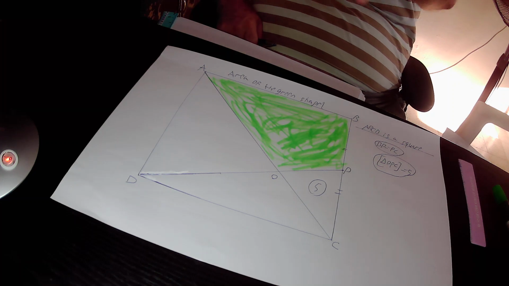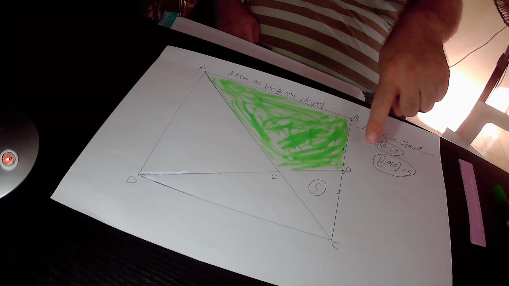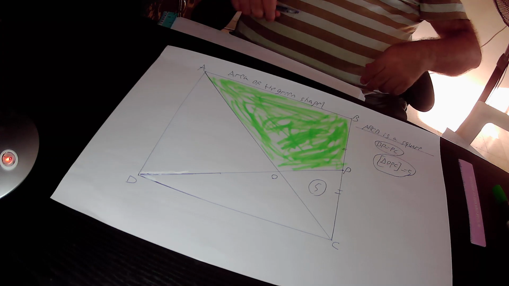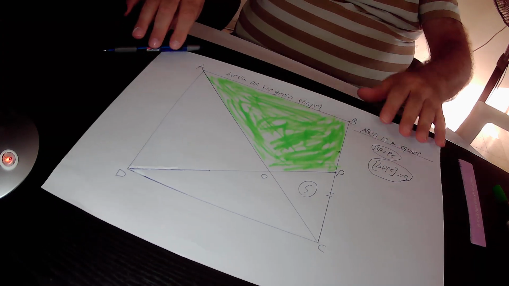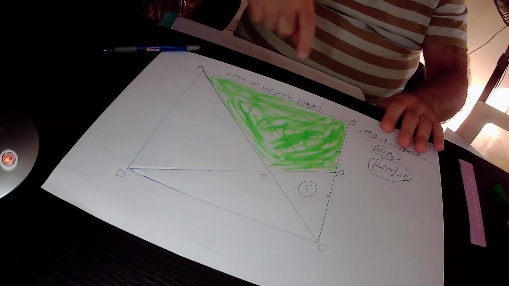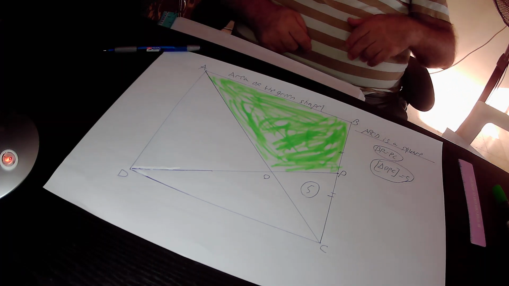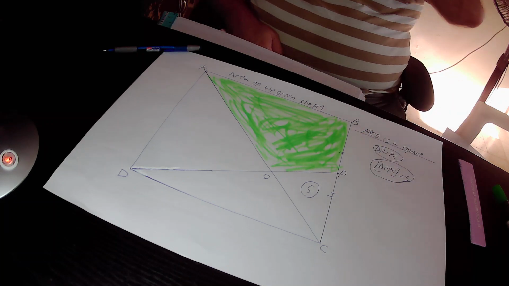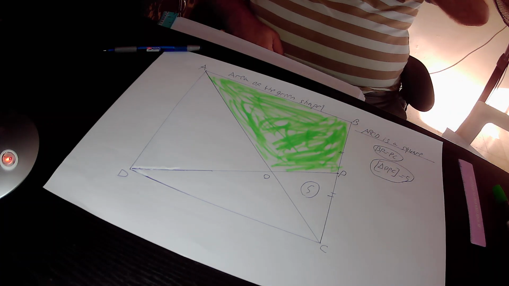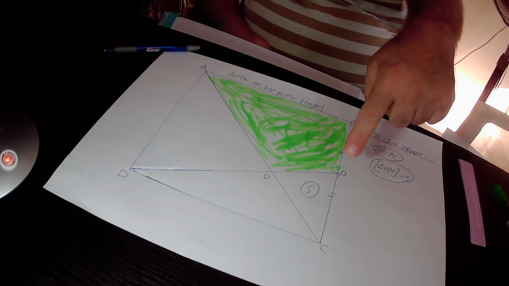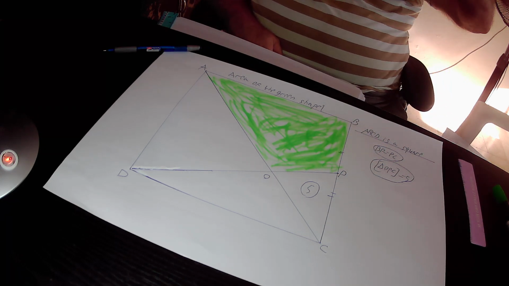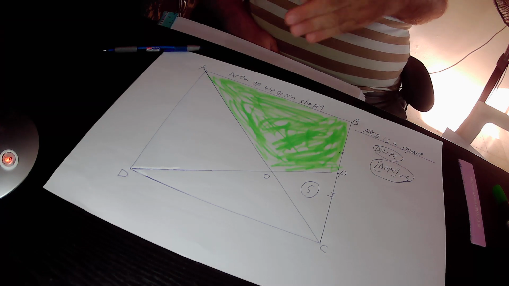Our mission in this second question is to find the area of this green shape. So in the drawing, we have square ABCD. This is square ABCD. In addition, we know that line segment BP equals line segment PC. And finally, we also know that this is triangle OPC. The size of this triangle OPC is 5 square units. Again, our mission is to find the area of this green shape.